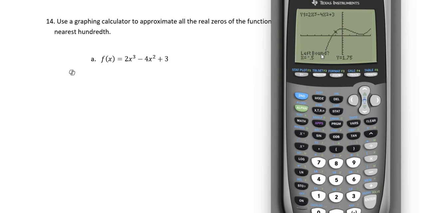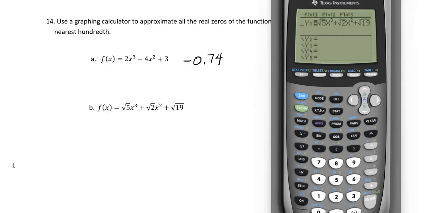And down below here, I'm asked for the left bound, so I use my arrow keys to scroll to the left of my 0, press enter, then scroll to the right of my 0, press enter. It's asking me to guess, press enter, and my 0 is approximately -0.74.